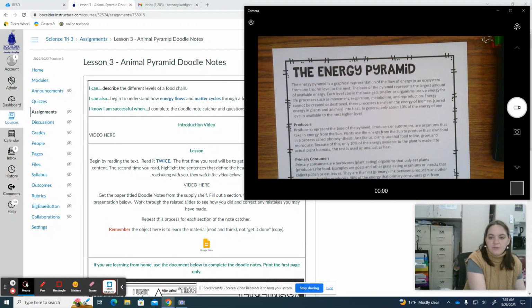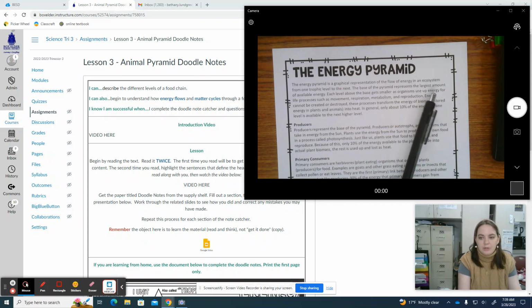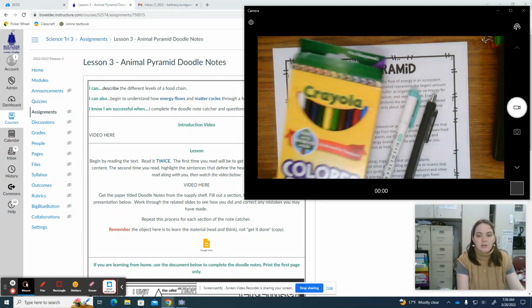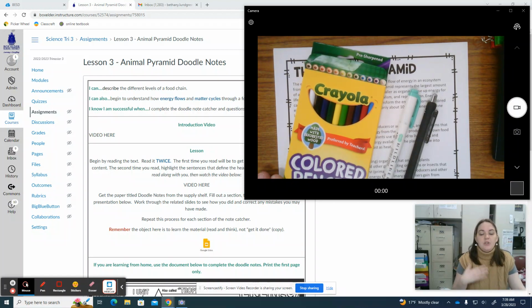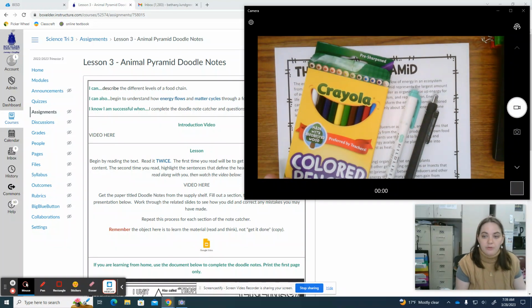Some supplies that you'll need for your assignment is something to write with. I'm going to use a pen because it's easier to see, but you can use a pencil, that's preferred. You also need a highlighter, and then you need some colored pencils, crayons. You can also use markers if you're more interested in that. Just if you use markers, you need to make sure you use them lightly because it's a double-sided piece of paper. When you use them, they might bleed through.